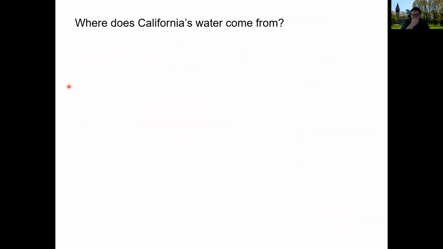So one of the things I want to set up is just thinking, where does California's water come from? So for the record, California's water system serves over 50 million people. So that's a huge component of the U.S. population in comparison.